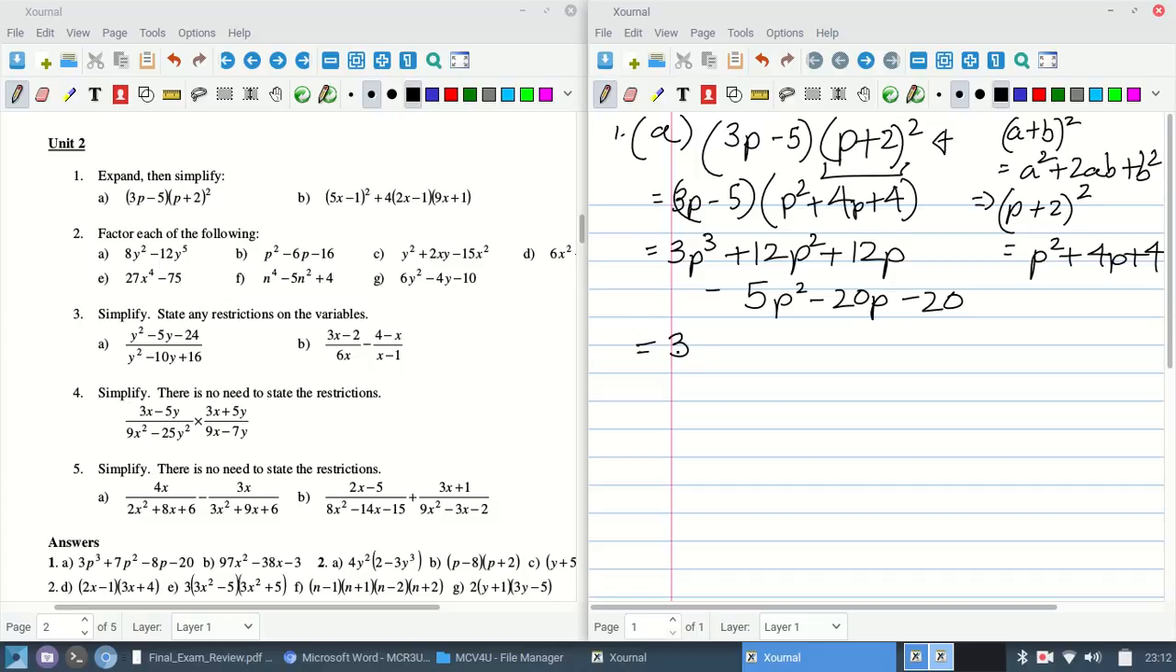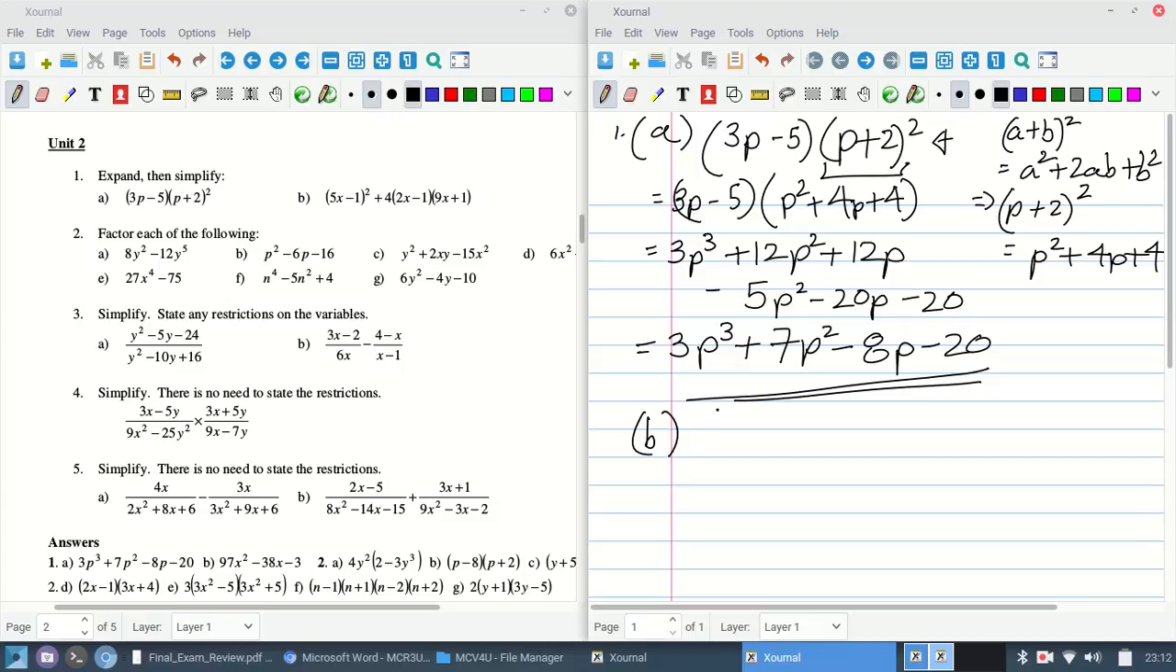Collect like terms. There's no other p cubed term, right? It's just 3p cubed. However, I've got 12p squared minus 5p squared. So in the end, I get 7p squared. Then I get plus 12p minus 20p, so I get minus 8p. And then minus 20, and then I get my final answer. So that's that. So that's part A. Now I'm going to do part B.